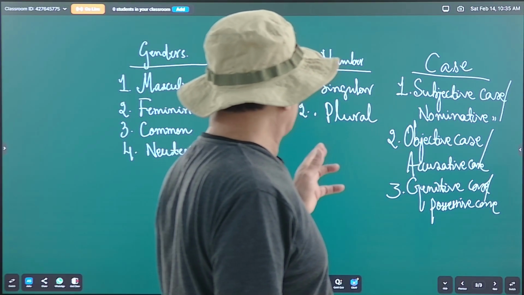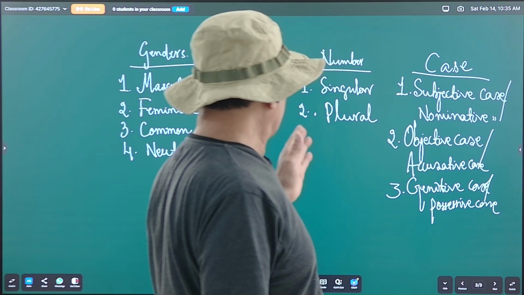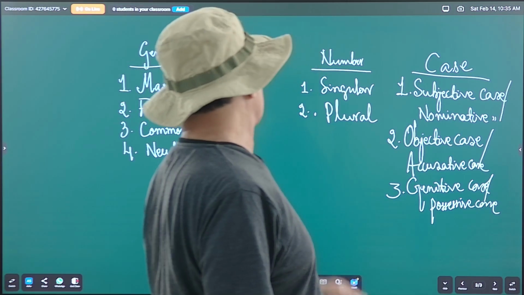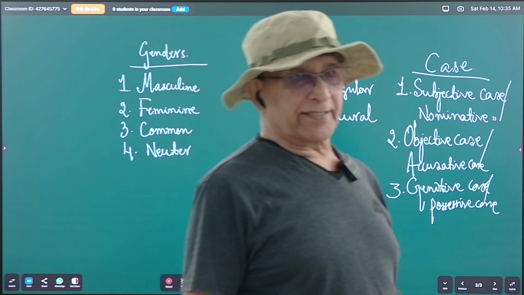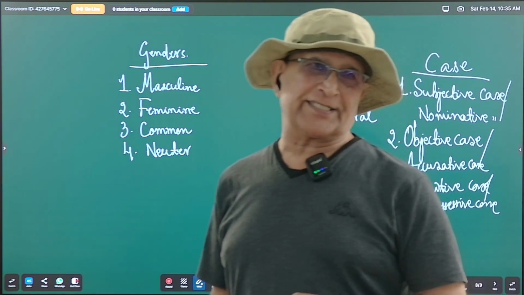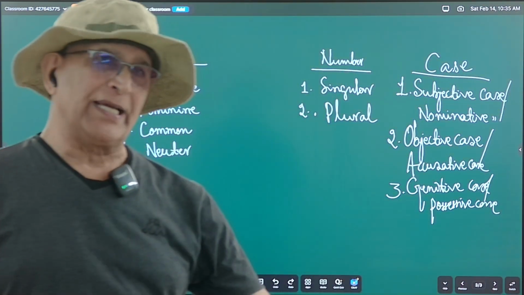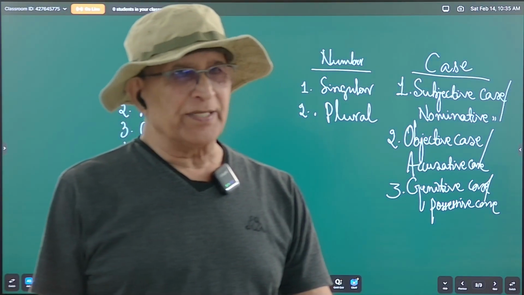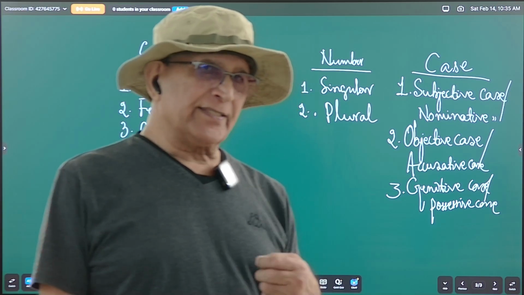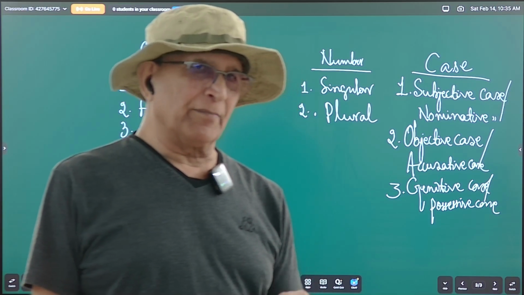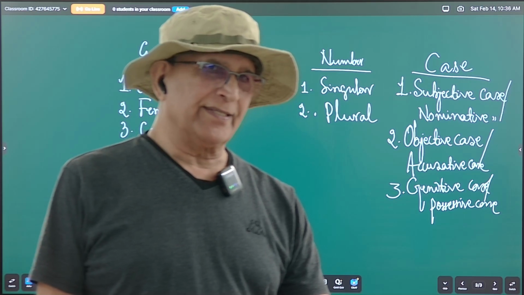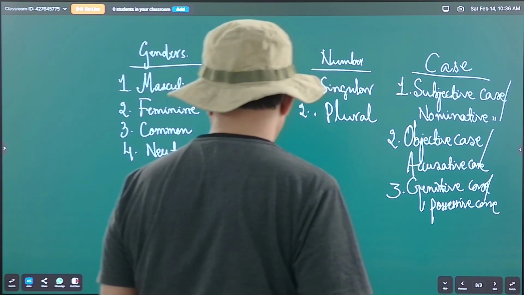Subjective case or nominative case, objective case or accusative case, and genitive case or possessive case. These are three cases. What are these cases? In which way they are used in a sentence? What role do they play in the sentence? Accordingly, you can have their nomenclature. Example, Riz is teaching grammar. Here, if I write this sentence, Riz is teaching grammar.